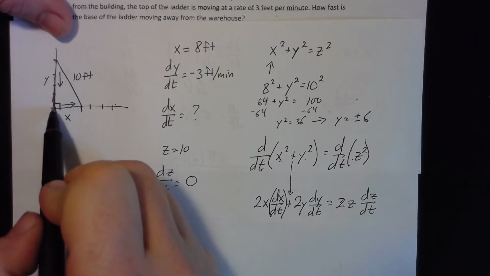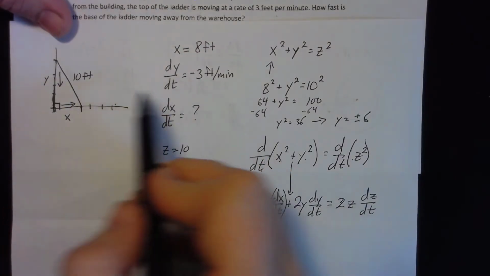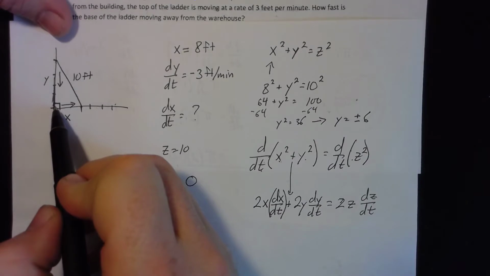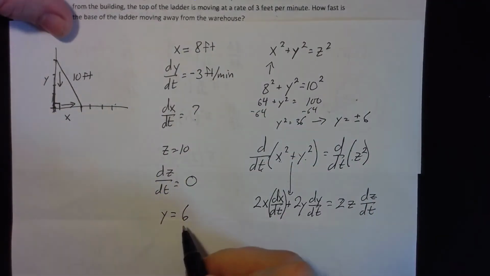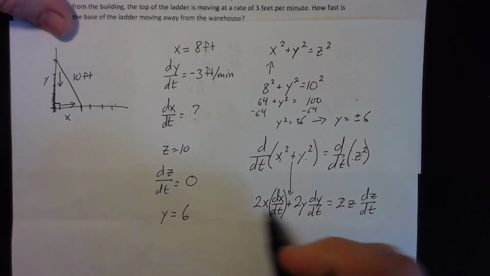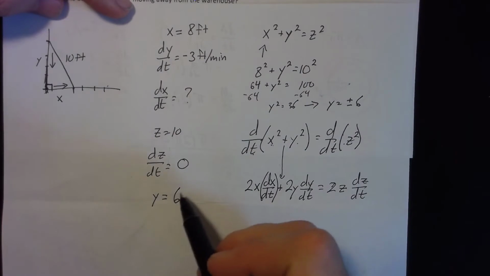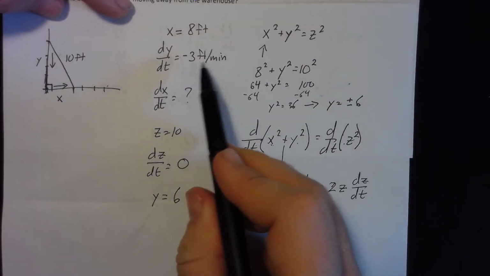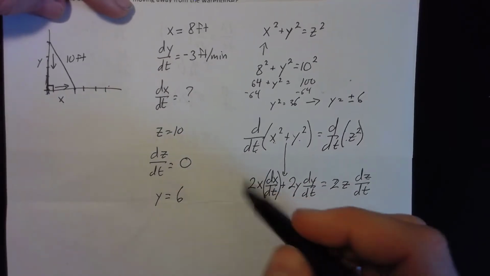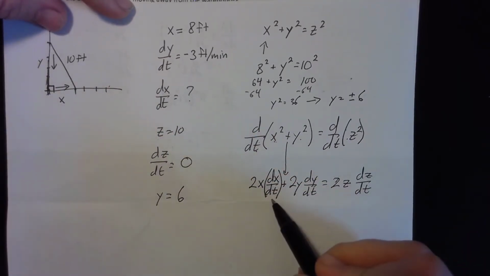But in this particular problem, y, this length, is a positive value. The length is positive. dy dt, the rate at which this length is changing, is negative. So y will start at its maximum value of 6, and it will decrease, hopefully to a minimum value of eventually 0. But now that I have what this is at the time when x is 8, z is 10, and dy dt is negative 3 feet per minute, I can plug all this information in and solve for dx dt.